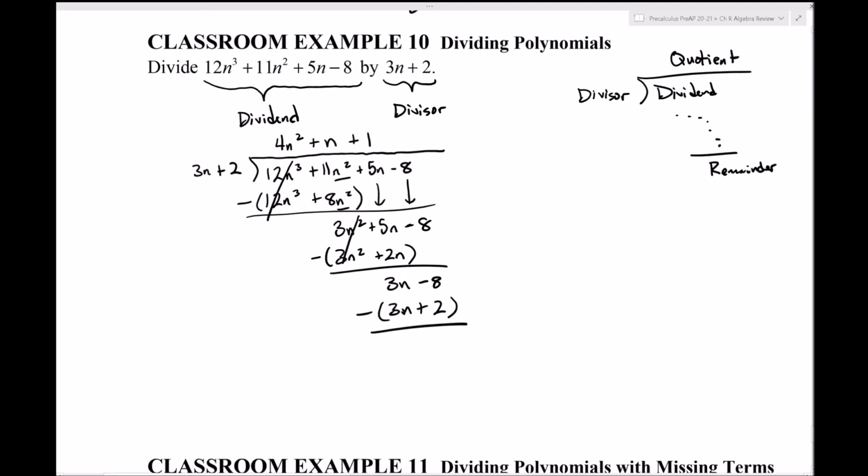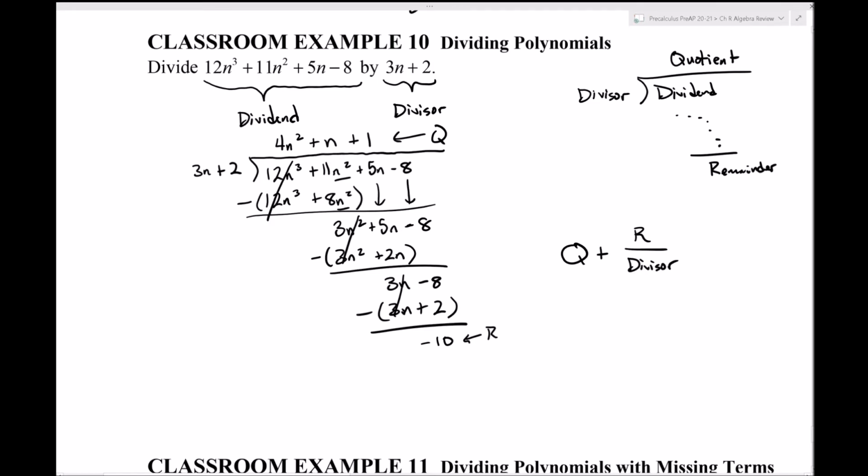So then when we subtract, 3n's cancel. Negative 8 minus 2 is a negative 10, it looks like. And since negative 10 is a degree 0, this is a degree 1 divisor. This is now smaller in degree than the divisor. We're done with the long division stuff. So all I got to do now is format the answer so that way it makes sense. So this is the remainder. This is the quotient. And the final answer will always be written as the quotient plus the remainder divided by the divisor.